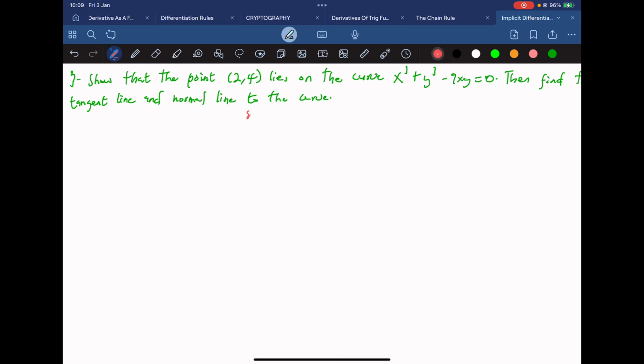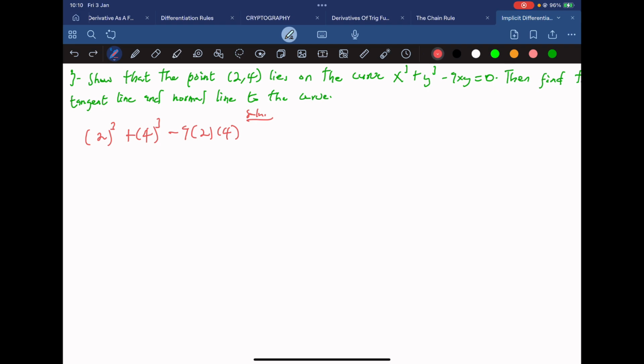This is the solution. And remember, to show that the point lies on the curve, basically what you have to do is substitute in the point (2, 4), right? So we have x cubed. In this case, our x is 2, our y is 4. So we have 2 cubed plus y, which is 4 cubed, minus 9x, which is 2, times y. If this simplifies to 0, then it means that the point lies on the curve.